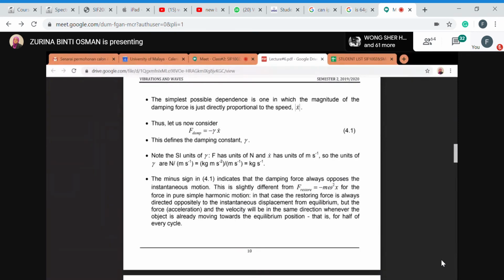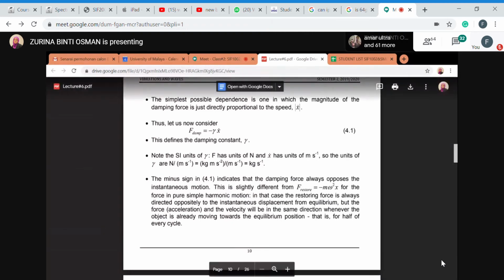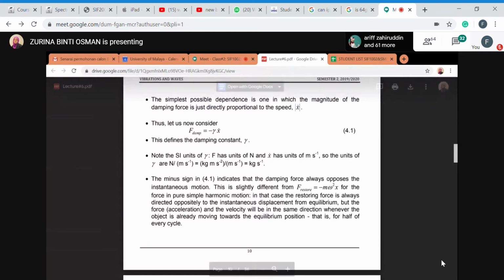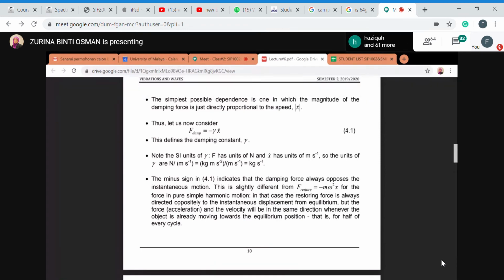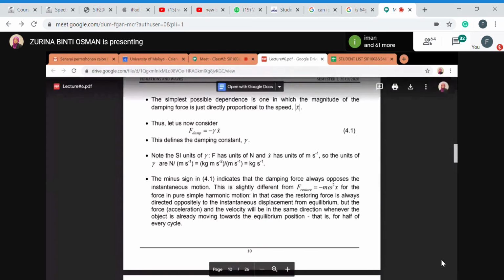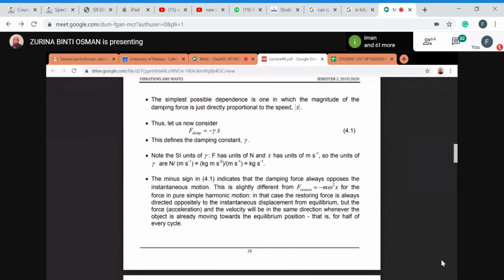The minus sign here indicates that the damping force always opposes the instantaneous motion. This is slightly different from the restoring force, m omega squared x, in pure simple harmonic motion. In that case, the restoring force is always directed oppositely to the instantaneous displacement from equilibrium, but the force, the acceleration, and the velocity will be in the same direction whenever the object is moving towards the equilibrium position, that is for half of every cycle.